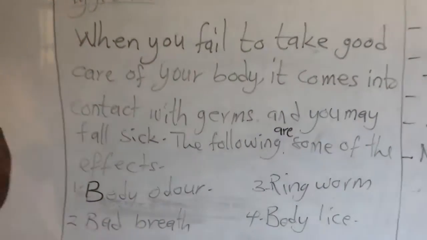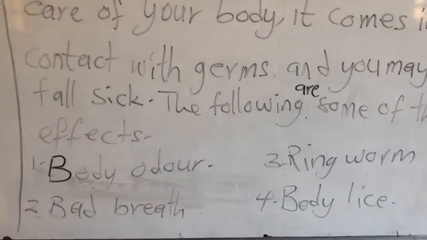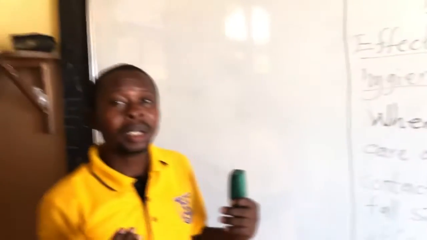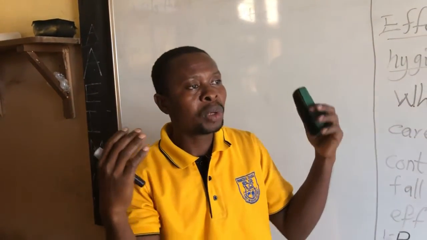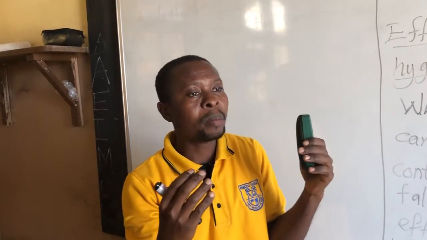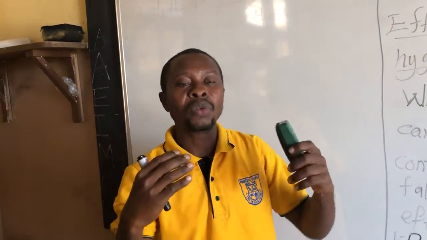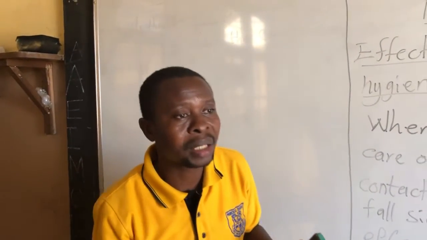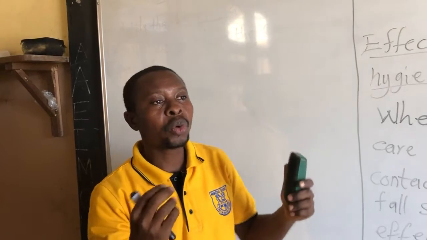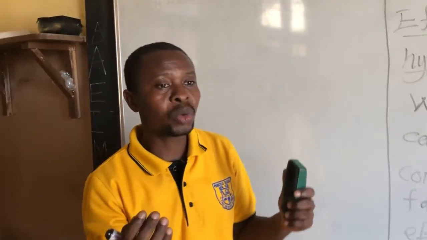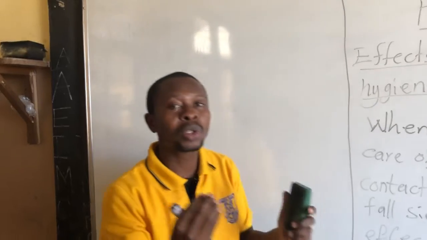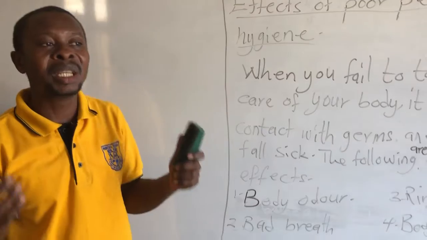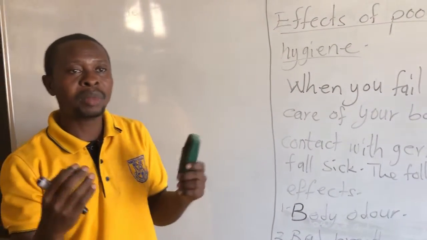When we don't take good care of our body, at times our body will be smelling. Most of the time it is the parts of our body that are closed or do not have contact with fresh air, for example our armpits, in between our legs, and even our mouth. So we have to practice good personal hygiene to prevent those odors. If not, we will be smelling. Body odor is when our body begins to smell.